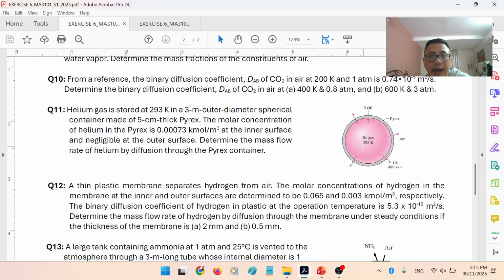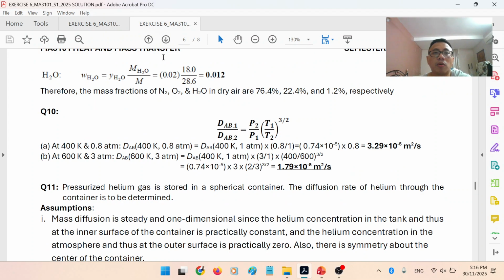We have helium gas in the container at 293 Kelvin. The thickness is 5 centimeters. The diameter is 3 meters, a sphere of 3 meters. And the molar concentration at the inner surface is 0.0073 kilomole per meter cubed. This is the molar density.